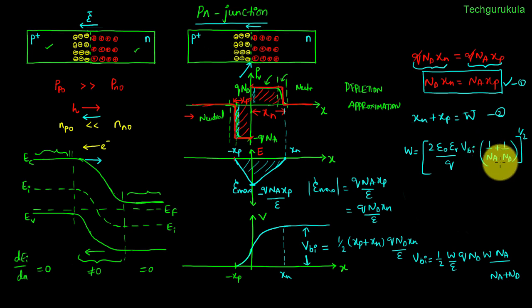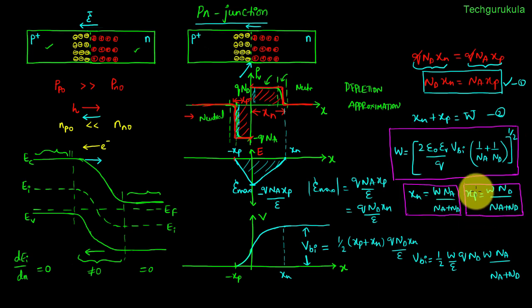Given the doping concentrations and relative permittivity of the p-n junction and the built-in potential, we can find the depletion width of the p-n junction. And as we have seen already, we can individually find the depletion width on the n side, which is W times NA over NA plus ND, and xp as W times ND over NA plus ND. We know all the quantities NA, ND, epsilon r, and the constants epsilon naught and q, except the value of VBI. How do you find the value of VBI?